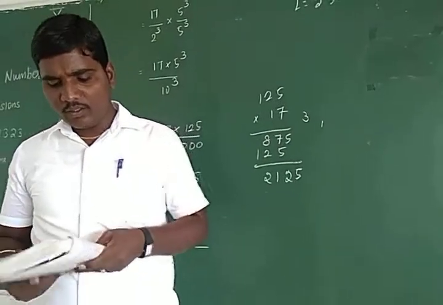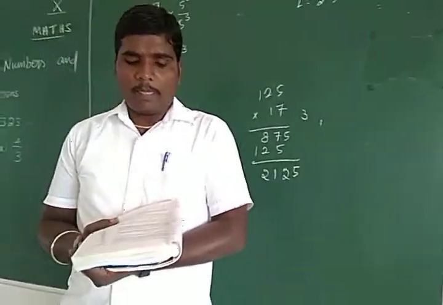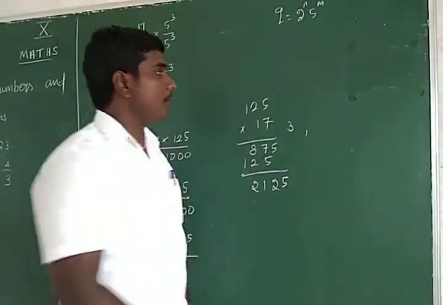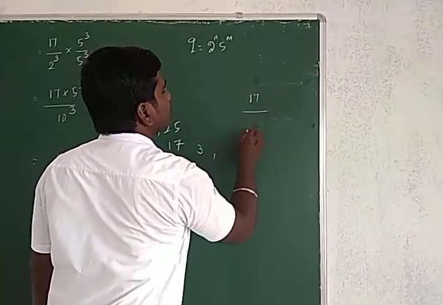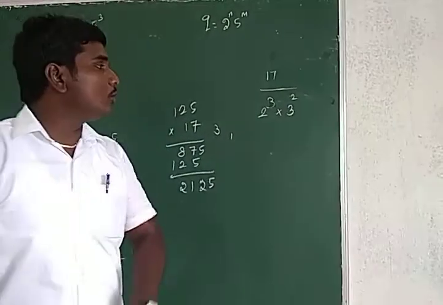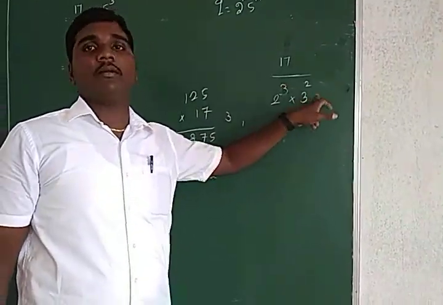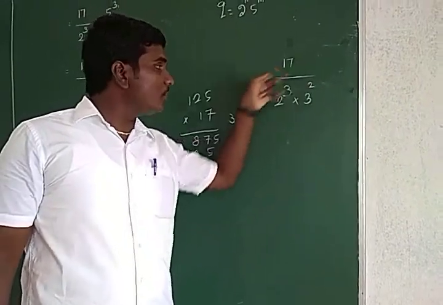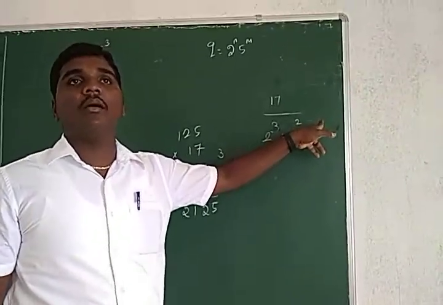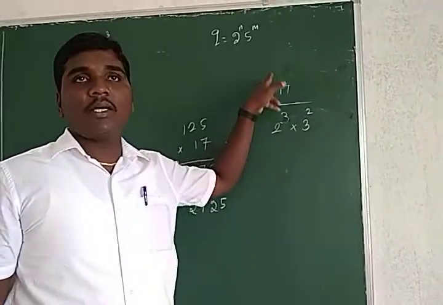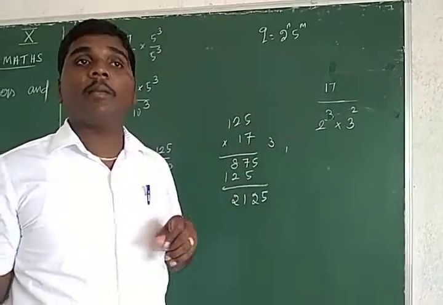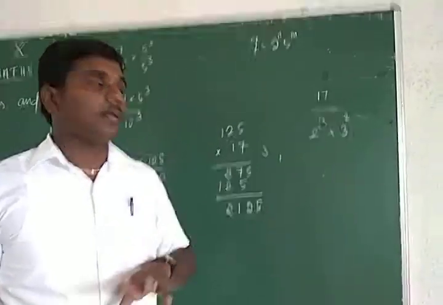Next, theorem 1.7. Suppose q is not in the form of 2 power n and 5 power m. For example, 17 by 2 power 3 into 3 power 2. We need only 2 power and 5 power, but here the prime factorization of q has 2 power something and another number. So these types of numbers are non-terminating and repeating.